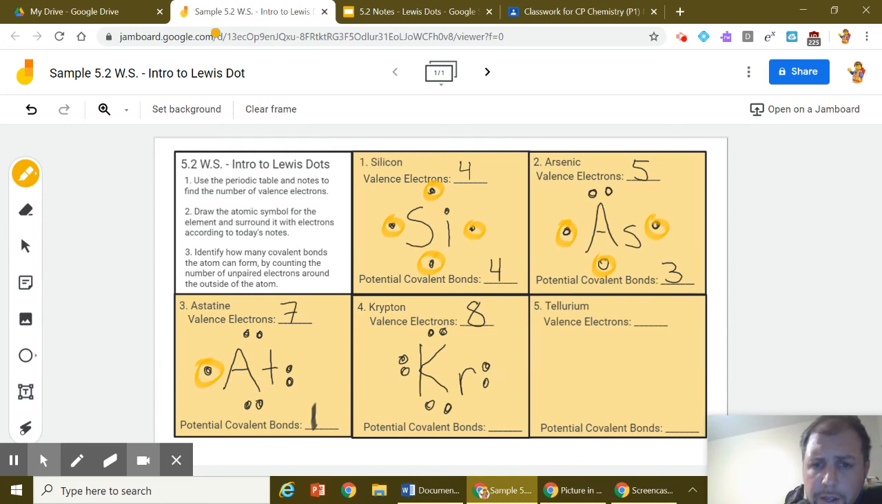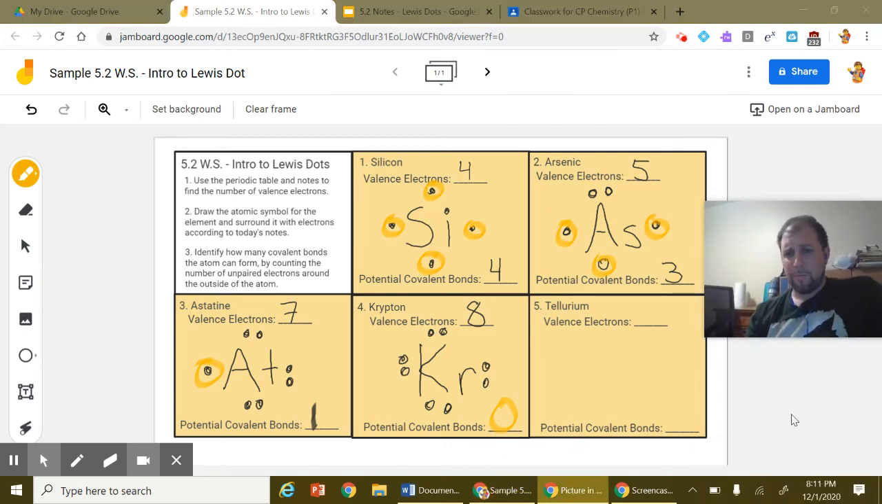So how many potential covalent bonds can krypton form? Well, let's see here. There are no unpaired electrons around this central atom. So this guy is going to form 0 covalent bonds. And that jives with what we know about the noble gases. They don't form any covalent bonds.